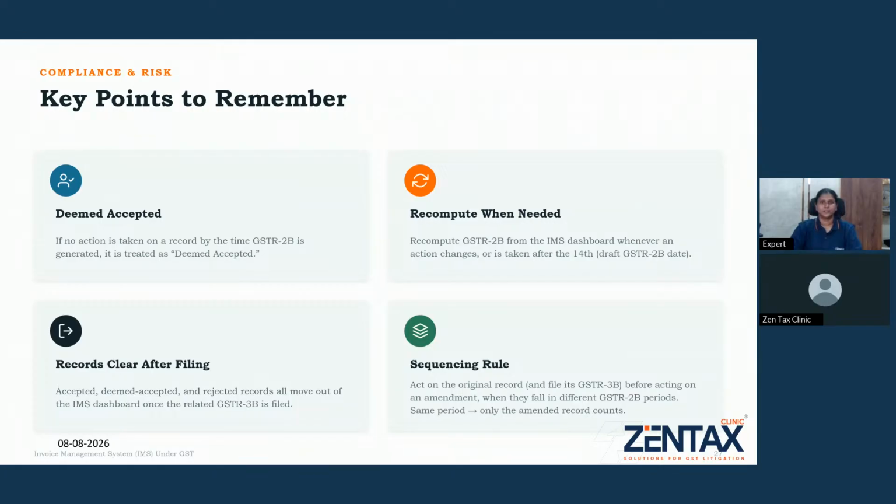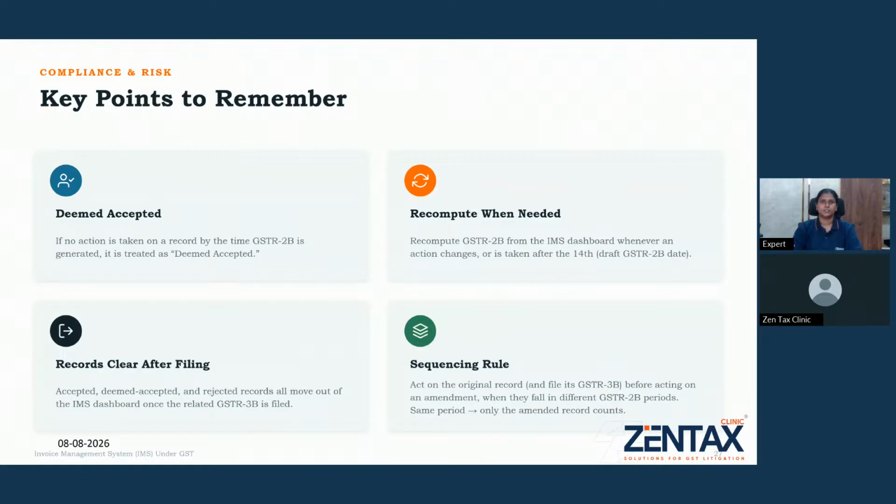Now we will see the compliances and risk. The key point we need to remember is that if we have not taken any action, it will be treated as deemed accepted, and all invoices and credit notes get accepted. Then that will be computed to GSTR 2B and gets auto-populated in our GSTR 3B.